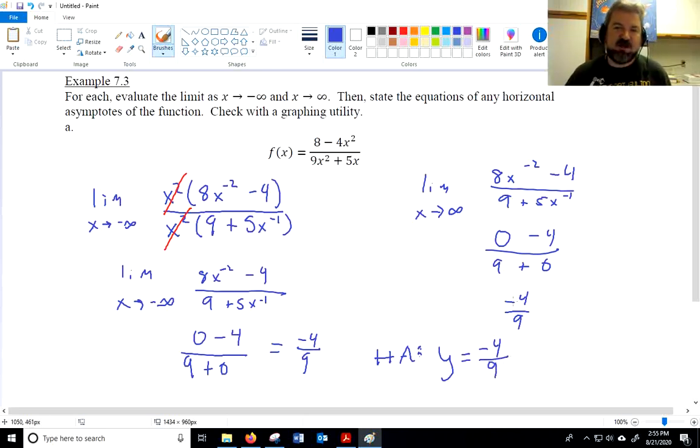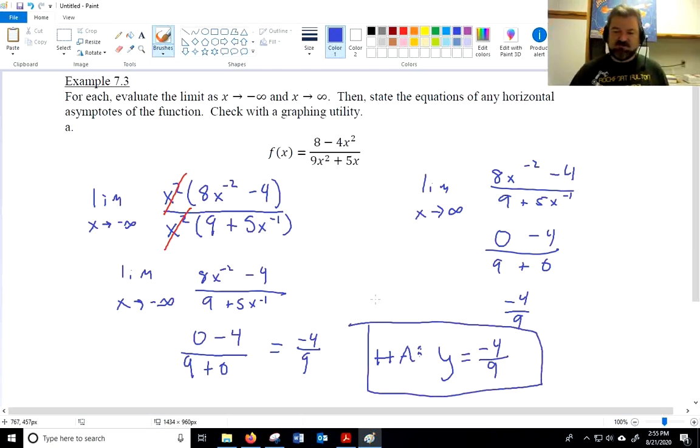So this begs the question, how many horizontal asymptotes can I have? Two. I can have one as I go to positive infinity and a different one as I go to negative infinity. But that's it. I can only have two of them, because they are limits as x approaches an infinity. This time it happened to be the same one, so I have one.